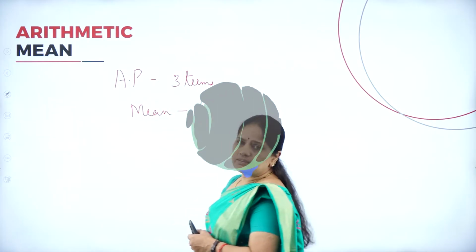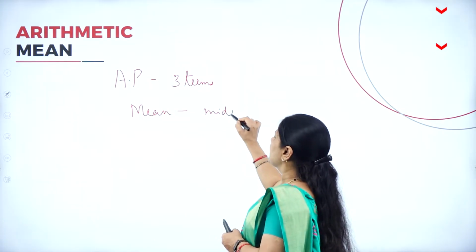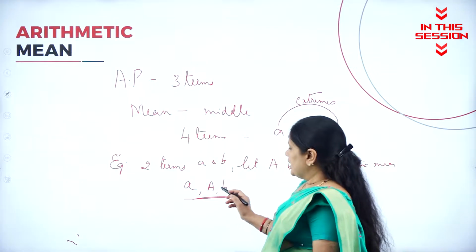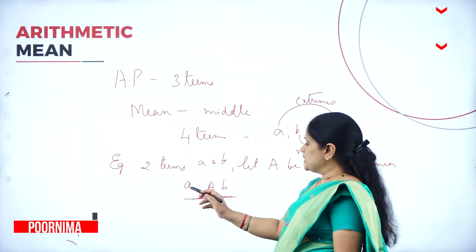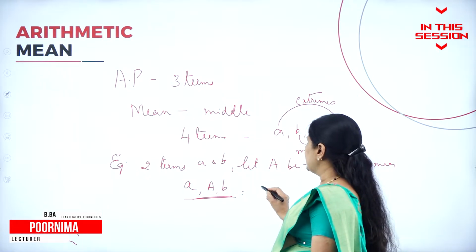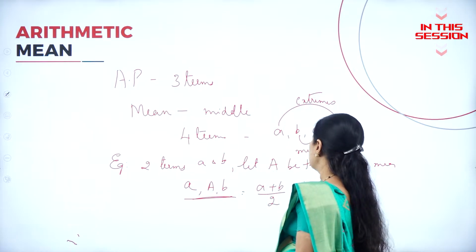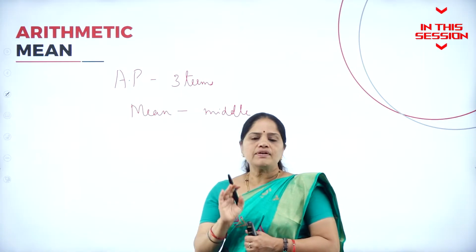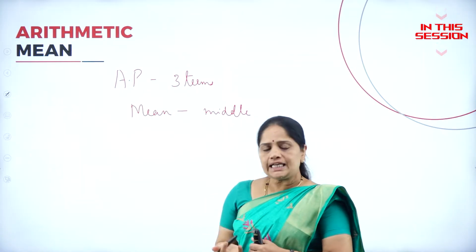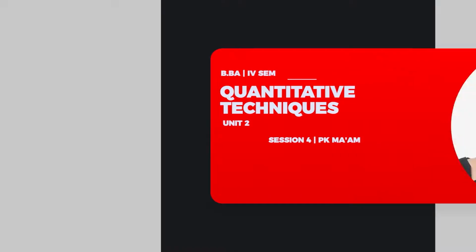What do we mean by arithmetic mean? It means the middle term is considered as the mean. We have the arithmetic mean in between A and B, and as such we can say that A plus B by 2 equals A. So in case of an arithmetic progression with 3 terms, the middle term is considered as the mean.